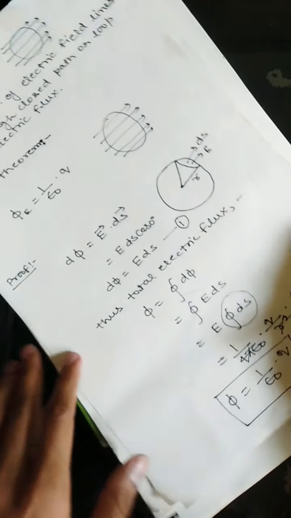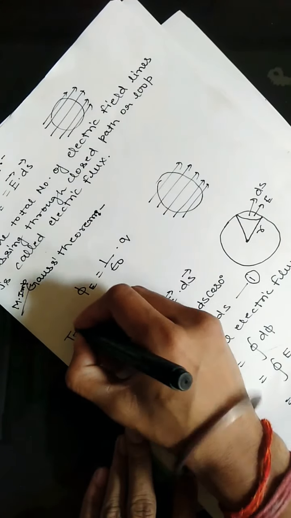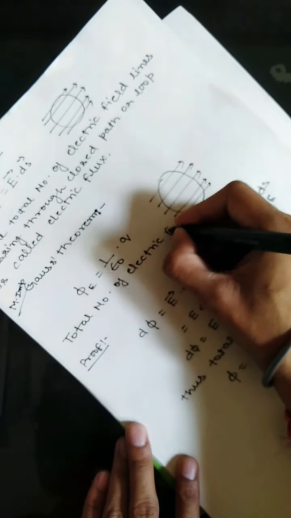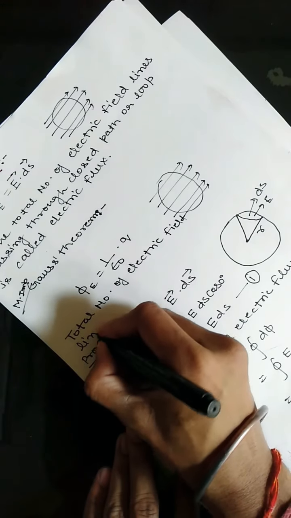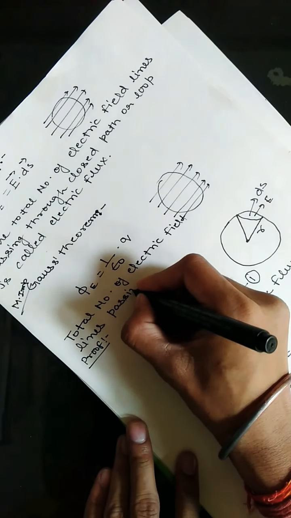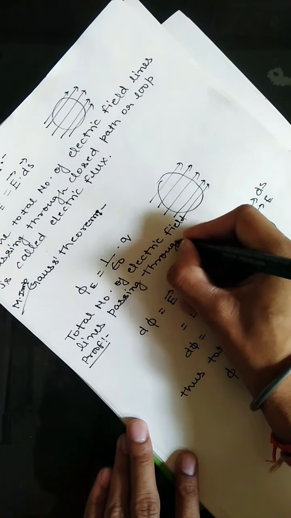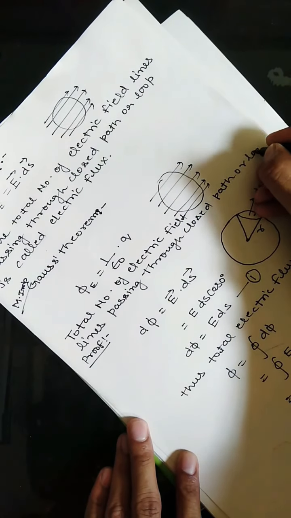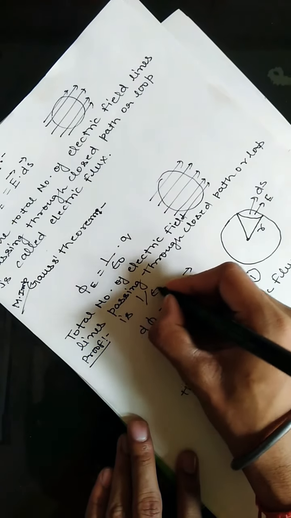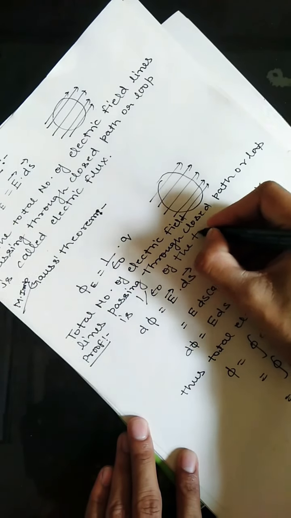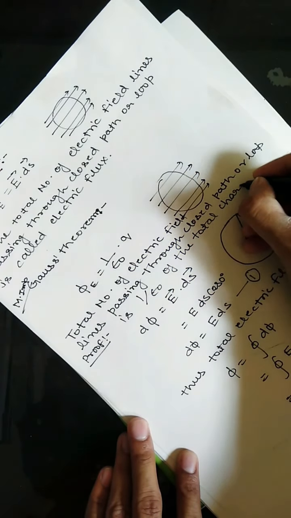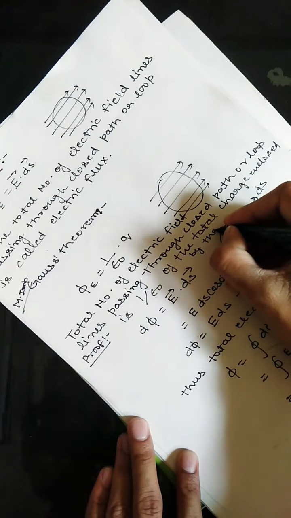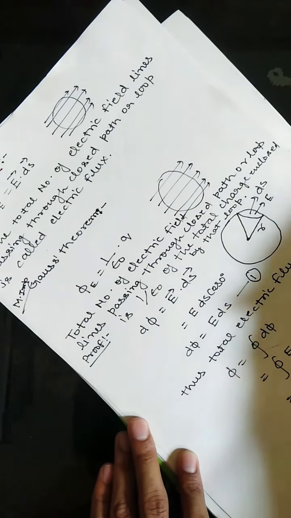Here we can conclude the statement. What was the statement? The total number of electric field lines passing through a closed path or loop is 1 upon epsilon naught times the total charge enclosed by that loop. So here we are concluding the statement.